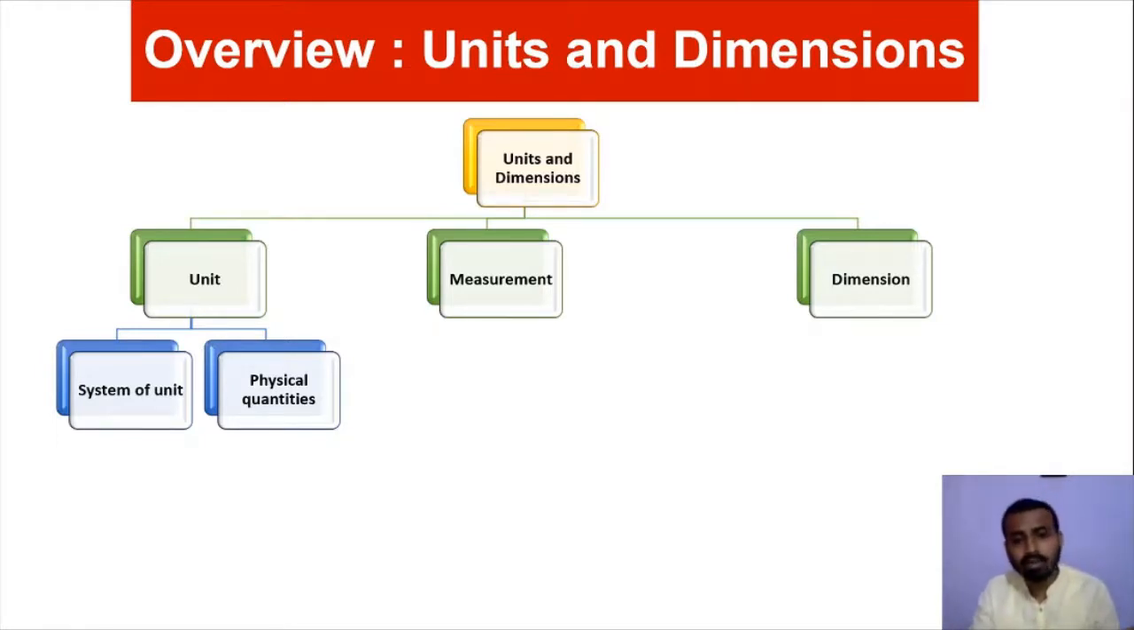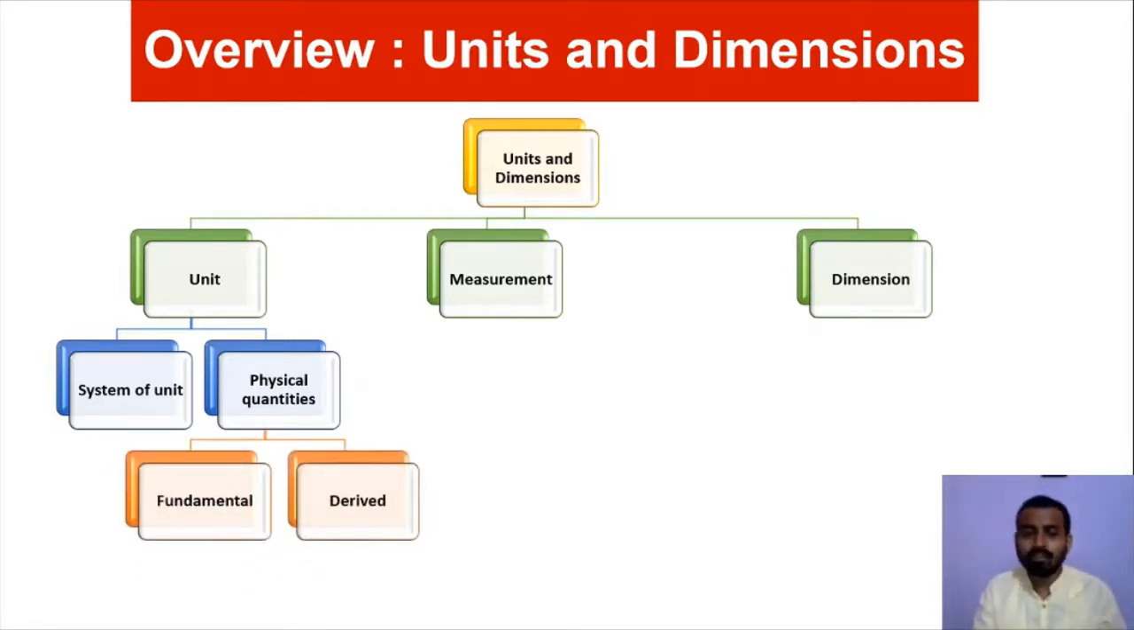Coming to physical quantities, they are divided into two: fundamental quantity and derived quantity. There are basically seven fundamental quantities that are defined, and all other quantities are just a mix of these fundamental quantities. Okay, we'll be discussing in detail, and we'll be looking at a number of examples regarding these things.